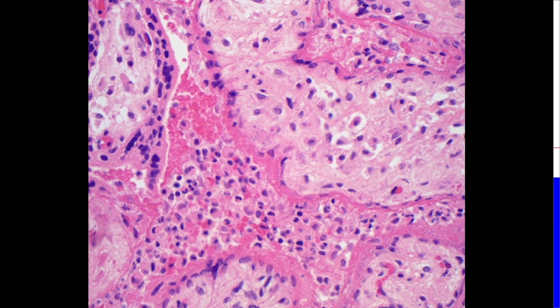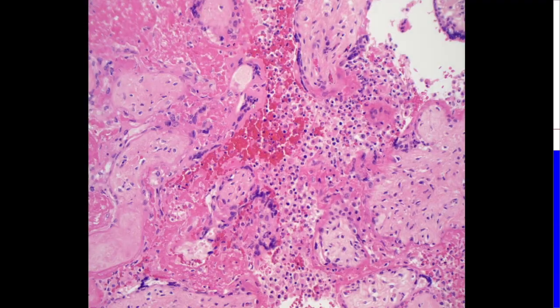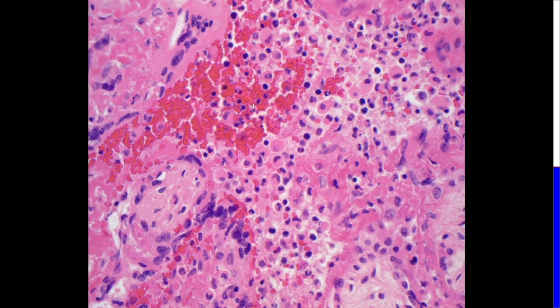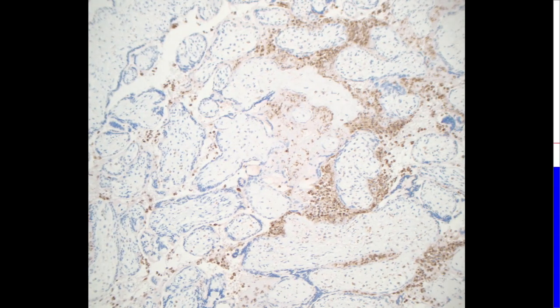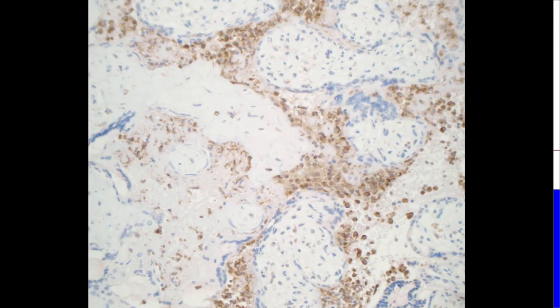The intervillous space should only have maternal blood. It should not have lots of fibrin. It should definitely not have lots of inflammatory cells. If it's chronic inflammatory cells, it's usually chronic villitis; acute inflammatory cells, acute villitis and intervillositis; but in this case, this is chronic histiocytic intervillositis. And the immunostain you can use to confirm your diagnosis if you want is CD68 or any histiocytic marker. And it's beautiful in this case. You can see how many histiocytes we have here in the intervillous space.